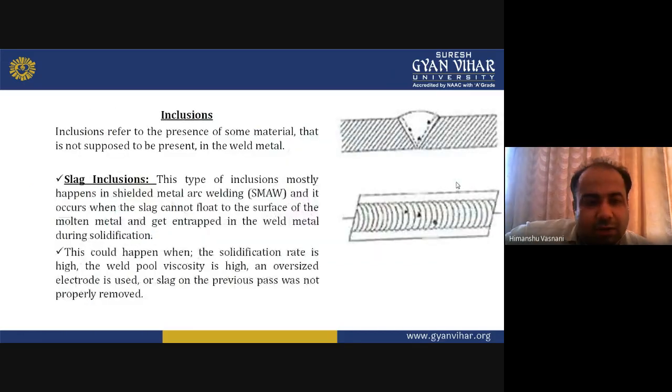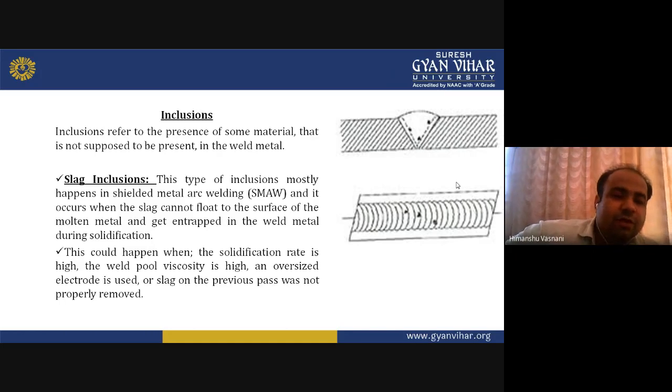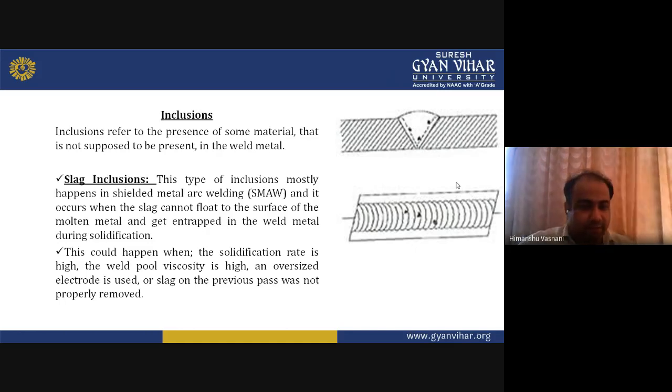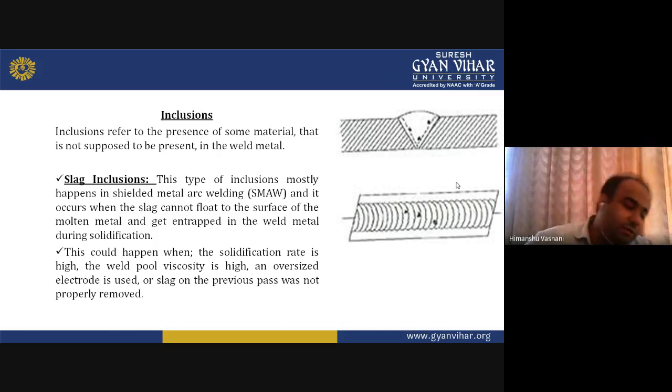Then inclusions: we refer to the presence of some material that is not supposed to be present in the weld metal, extra material. Like slag inclusion, you have unrequired slag at the welding zone. This type of inclusion mostly happens in shielded metal arc welding, and it occurs when the slag melts on the surface of the molten metal and gets trapped in the weld metal during solidification.